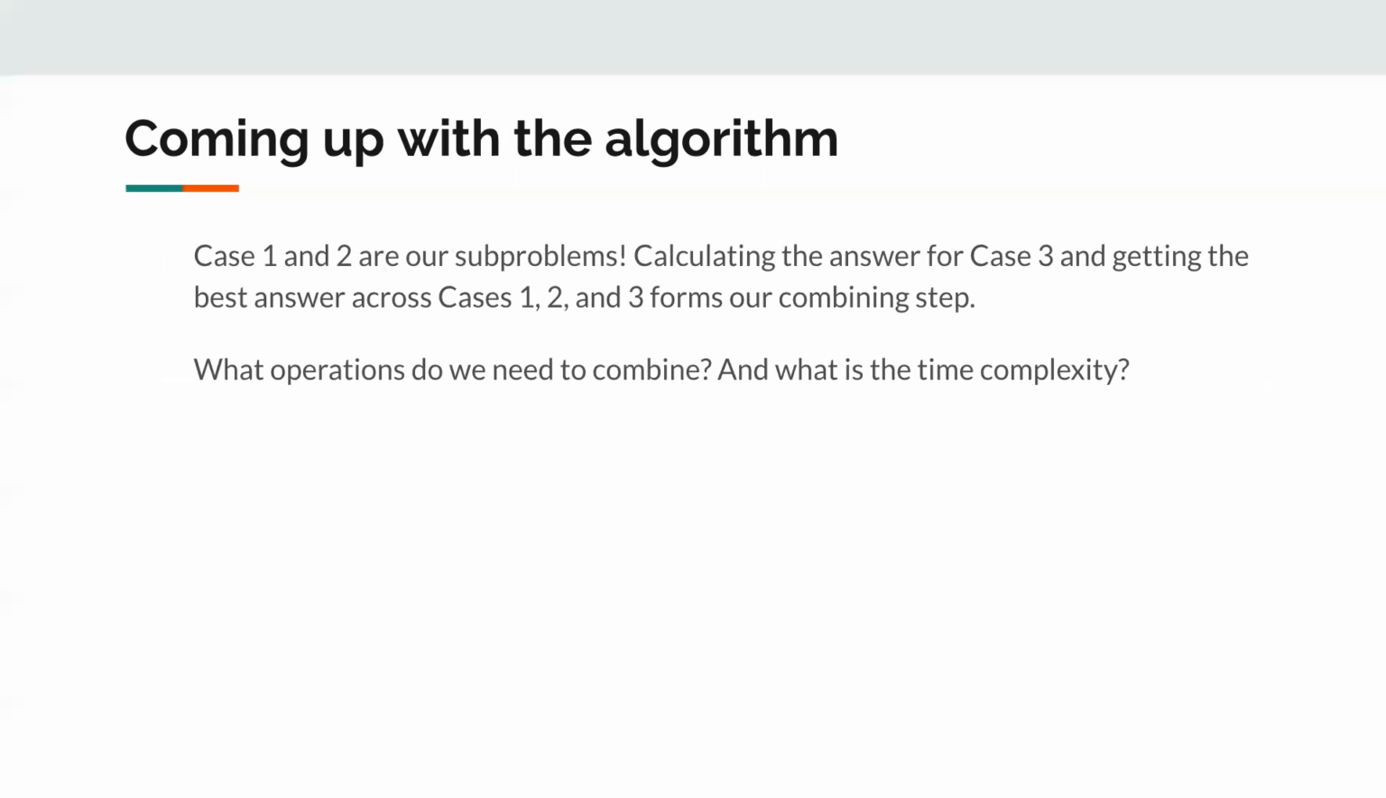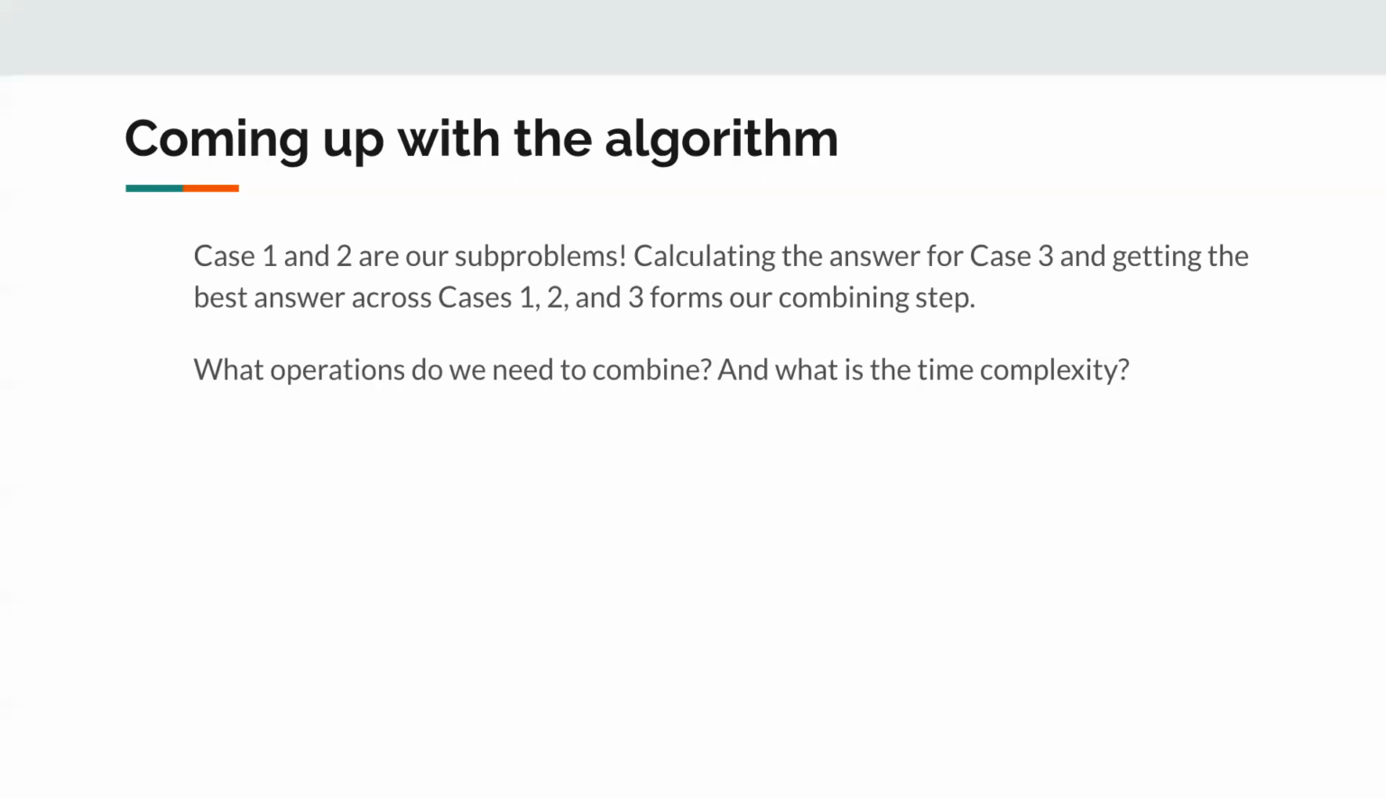So for our combining step in this problem, the first thing we'll be doing is calculating case three. That takes linear time. And then the final thing we need to do to combine is to just consider all three cases. That will be constant time, we're just comparing which of the cases is better. And so our time complexity for the combining step will be linear.